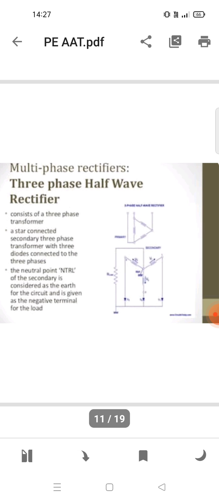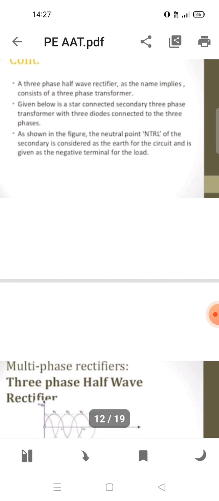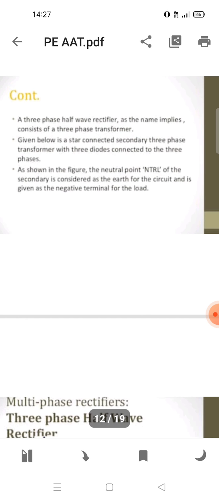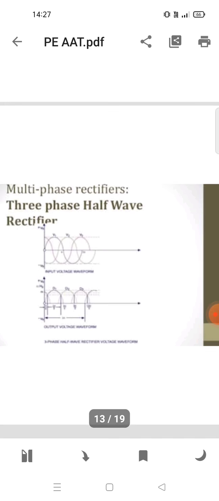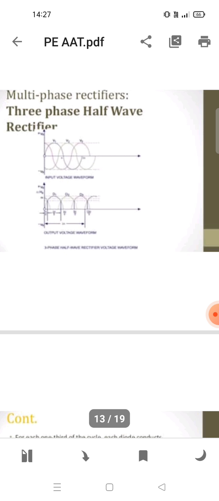Multi-phase rectifiers: three phase half wave rectifiers consist of a three phase transformer with a star connected secondary. There are three phases of the transformer with a diode connected to each phase, as the figure shows. The neutral point NTRL of the secondary is considered as the earth of the circuit and is given as the negative terminal for the load.